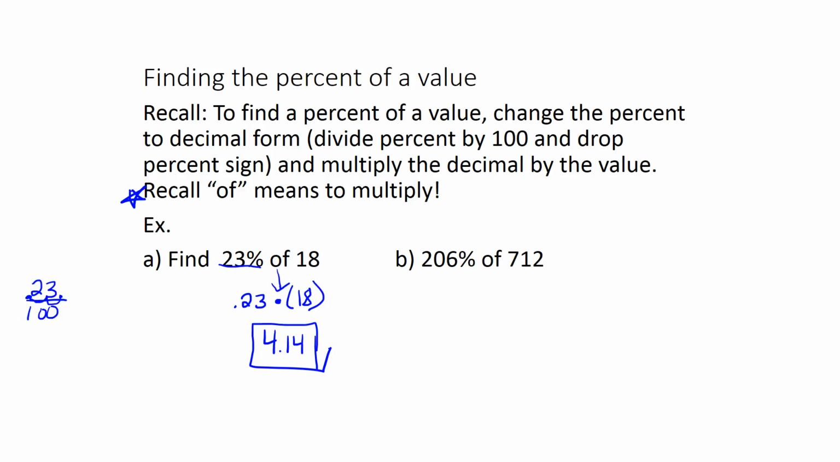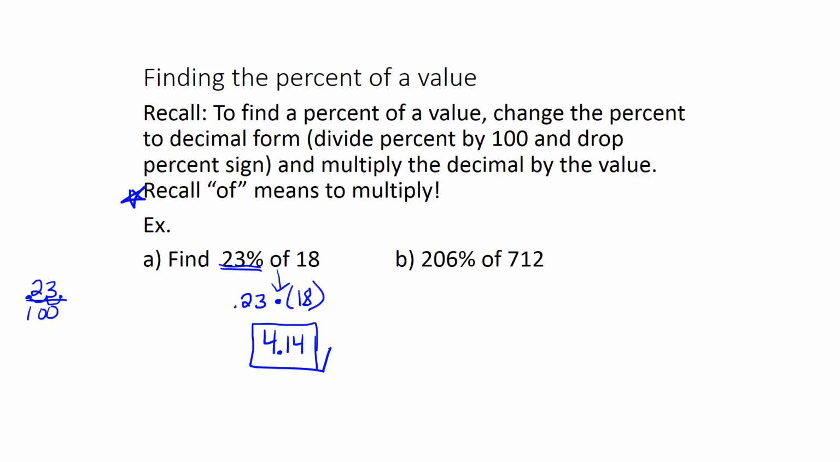And you should see if that makes sense, because 23% is like 1/4 of 18, right? And so if you think about dividing 18 by 4, 4 sounds like a reasonable answer, 4 and some change, right? Now 206% of 712.